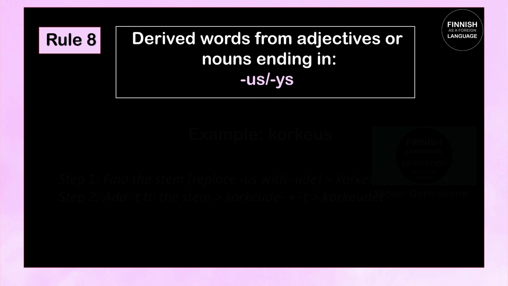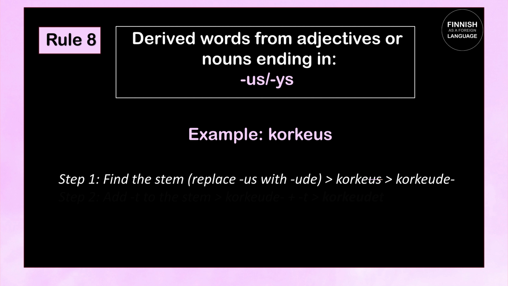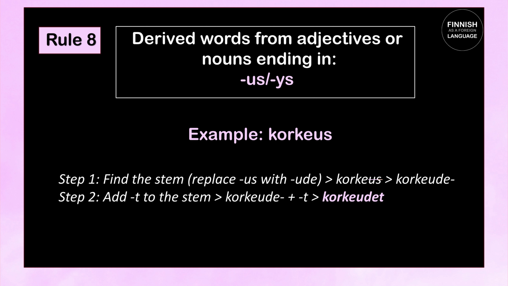Now let's take a look at one example. Korkeus, meaning height. First we want to find a stem. That means we have to replace the ending us with uda. So that means korkeus changes to korkeuda. This is our stem. Now in the second step we add t to the stem, which means korkeuda plus t is korkeudet, meaning heights.